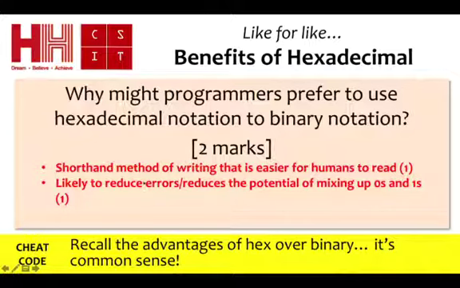Can you write down this question and write down this answer as well, for me, please, for your future reference? And that, year 10s, is the end of the lesson.